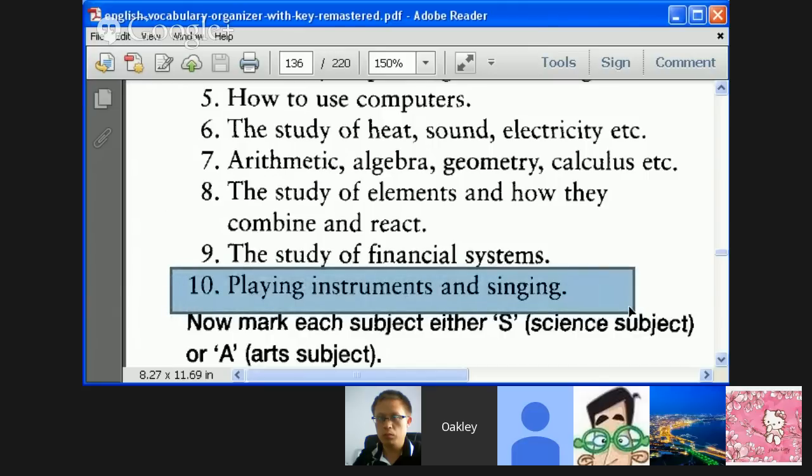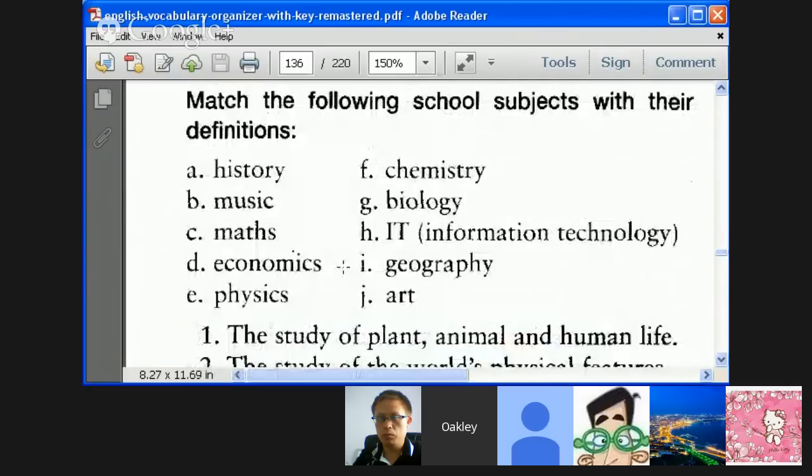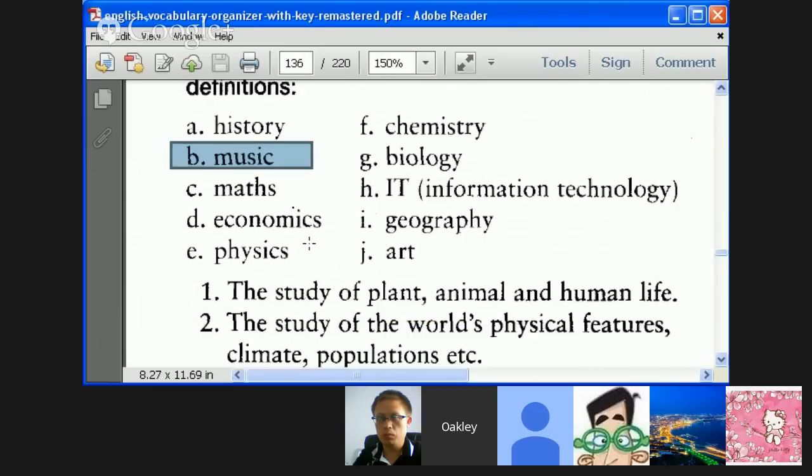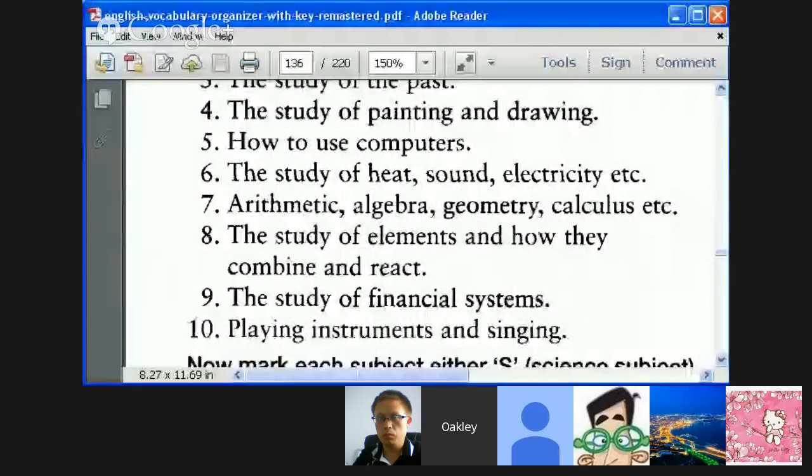Last one here, Hussein. Playing instruments and singing. Music. Obviously music. Did you take music courses when you were back in your school days? Did you have music courses?